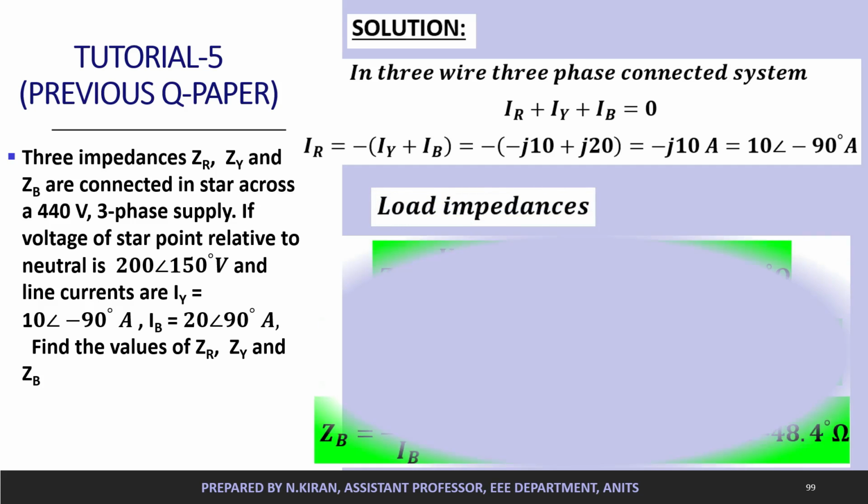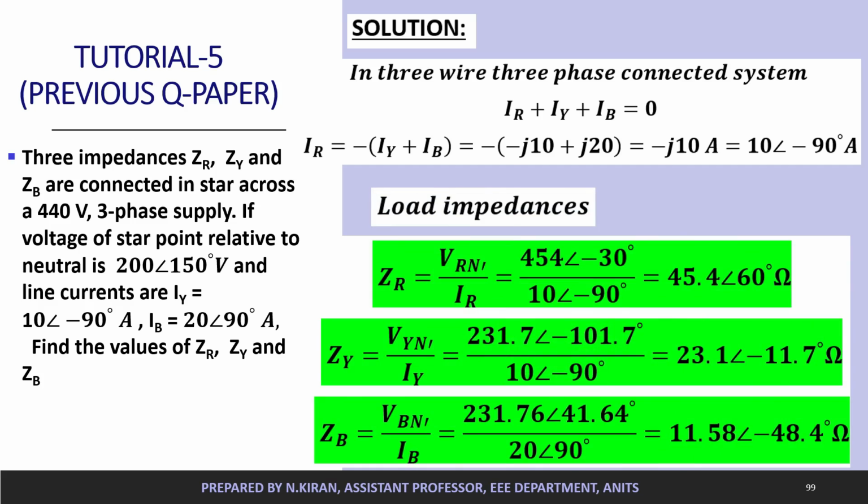So after that, the load impedances will be nothing but ratio of phase voltage of the load by phase current. Since this is a star connection, the line current is equal to phase currents. So correspondingly, ZR, ZY and ZB can be calculated as shown.